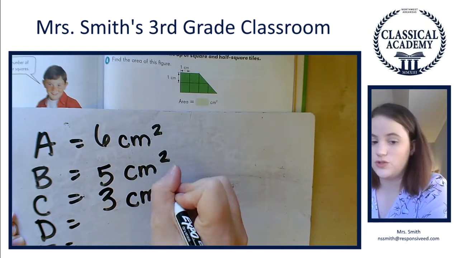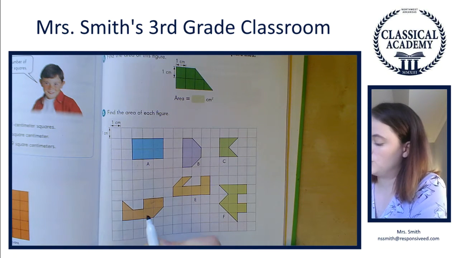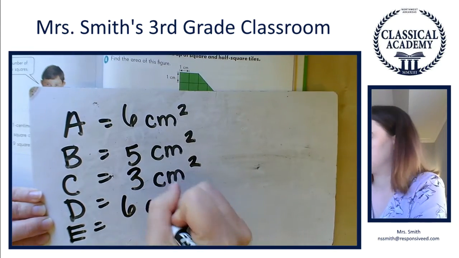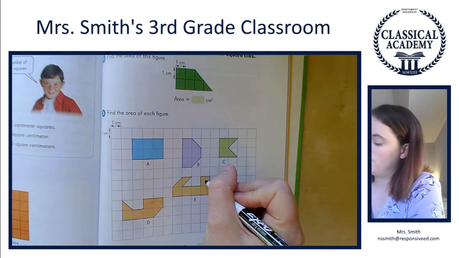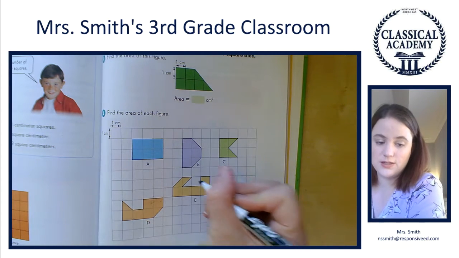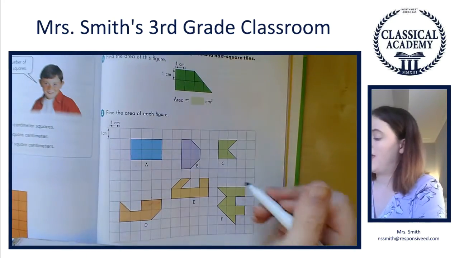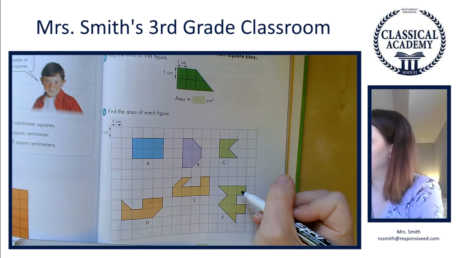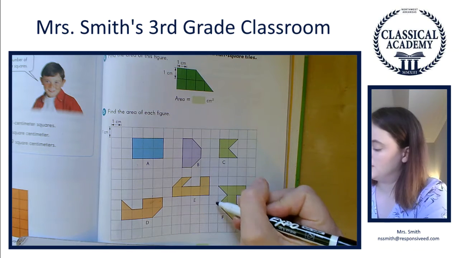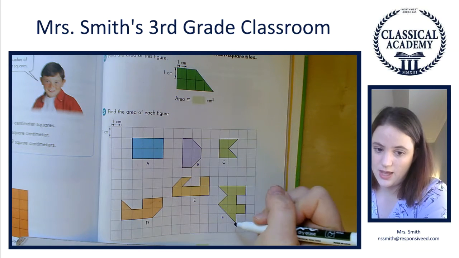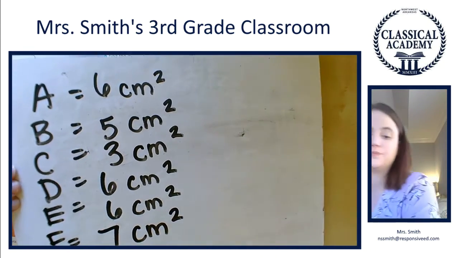3 centimeters squared. For D, 1, 2, 3, 4, 5 plus 2 halves makes 6. 6 centimeters squared. 1, 2, 3, 4, 5 plus these 2 little pieces here, 6. 6 centimeters squared. And this one, which looks larger than the other shapes, 1, 2, 3, 4, 5, but it has 4 halves. Let's do them together. 6, 7 total. 7 centimeters squared.